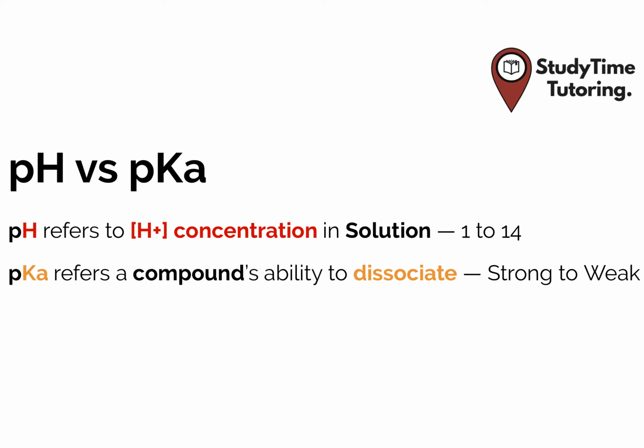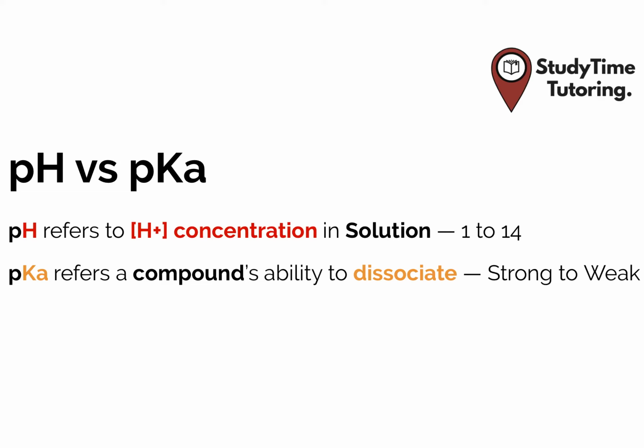So let's do a quick review, and let's pay special attention to the differences between pH and pKa here. So pH is going to refer to the hydrogen ion concentration in solution. And so again, this is going to be on a logarithmic scale of 1 to 14. Now pKa is going to refer to a compound's ability to dissociate. So compounds that more readily dissociate are considered strong acids because they donate more protons to solution.